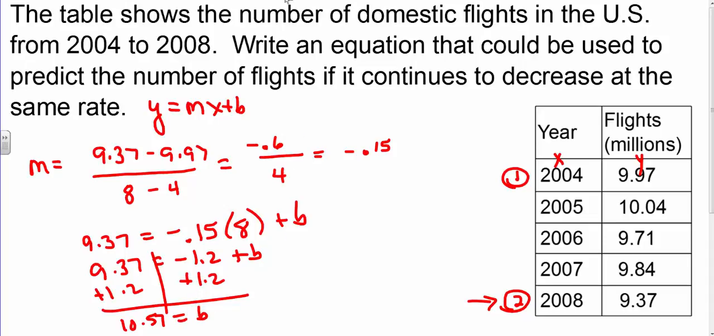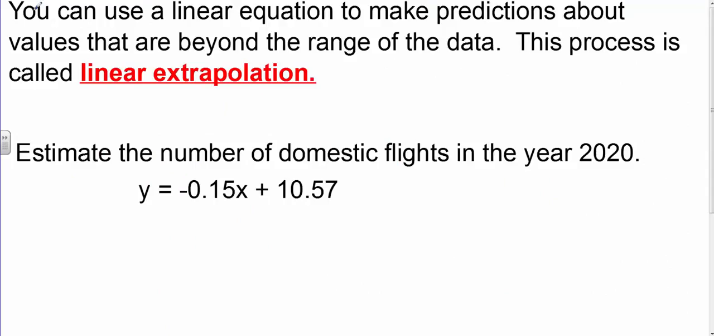So now we want to write our equation in slope-intercept form, and we come over here and we write y is equal to m, which is negative 0.15 x plus 10.57. And that's the one that we'll use to be able to predict the number of flights that will occur in a later year. You can use a linear equation to make predictions about values that are beyond the range of data. This is called linear extrapolation.